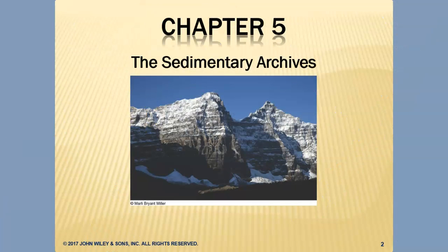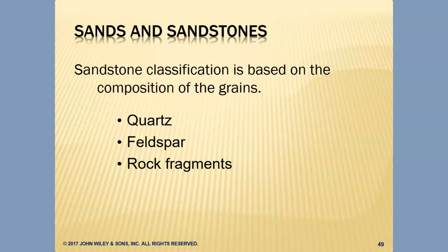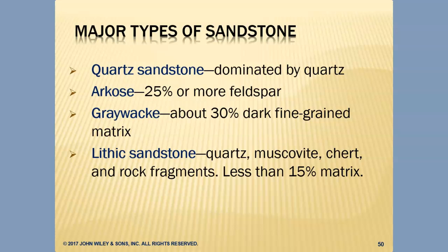In this short video, we're going to look at how to interpret sands and sandstones, carbonate rocks and sediments, and clays and shales. When we classify sands and sandstones, it's classified based on the composition of the grains. The grains can be quartz, feldspar, or other rock fragments. Here are the major types of sandstone. There's quartz sandstone, arkosic sandstone, greywacke, and lithic sandstone.